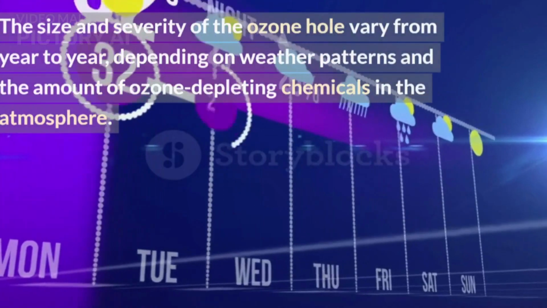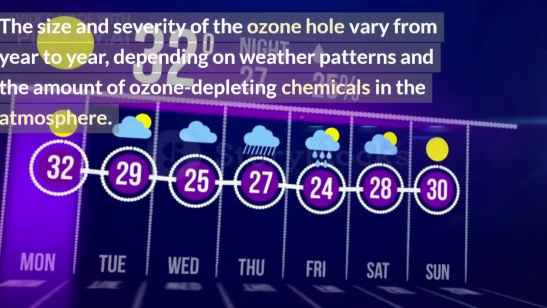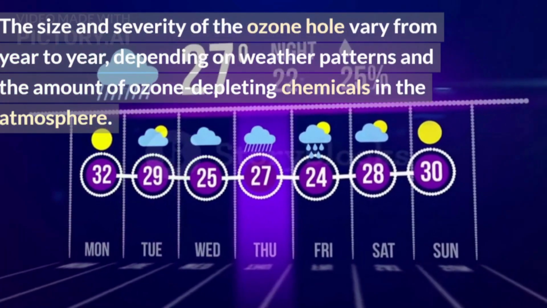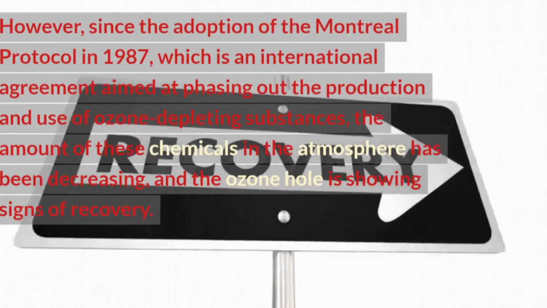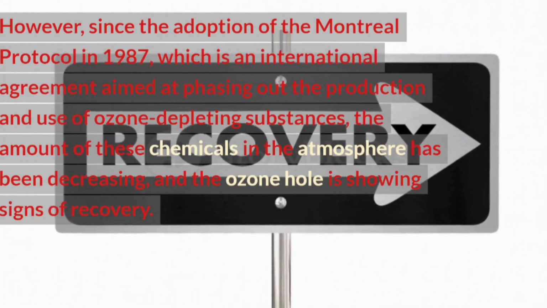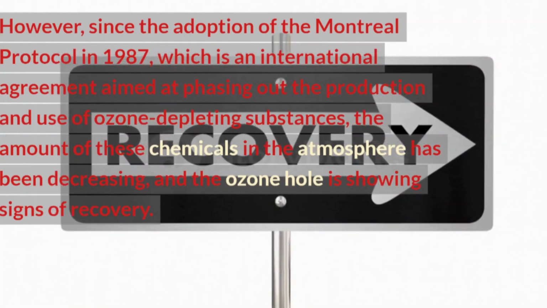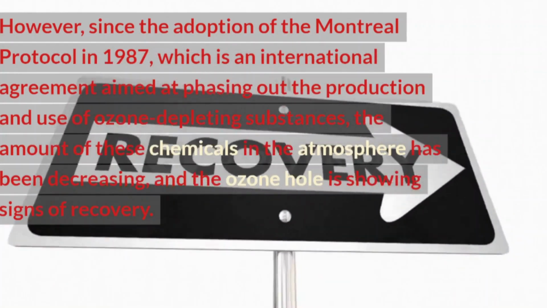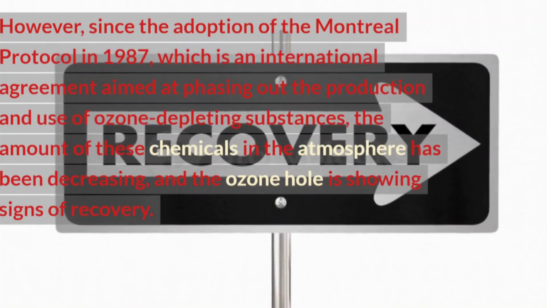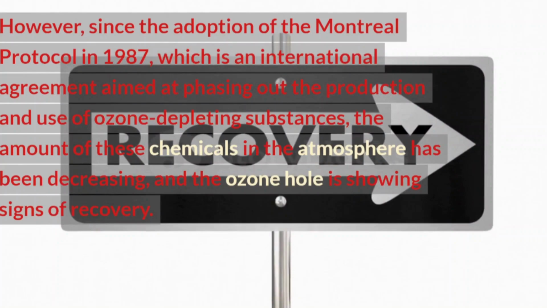The size and severity of the ozone hole vary from year to year, depending on weather patterns and the amount of ozone-depleting chemicals in the atmosphere. However, since the adoption of the Montreal Protocol in 1987, which is an international agreement aimed at phasing out the production and use of ozone-depleting substances, the amount of these chemicals in the atmosphere has been decreasing, and the ozone hole is showing signs of recovery.